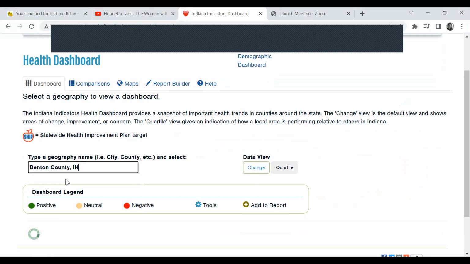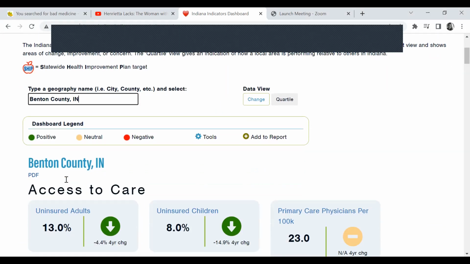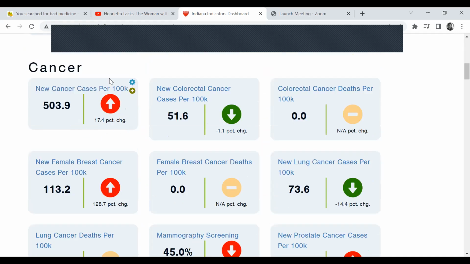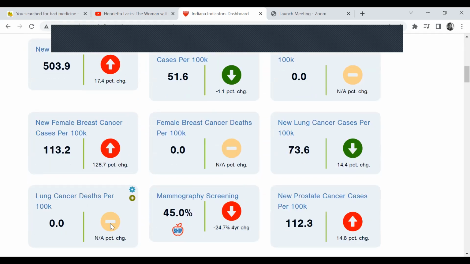Sometimes because of the amount of data it's pulling, it might take a second, but then you're going to be given lots and lots of markers of health conditions, health issues, risk factors, you name it. So for example, I can see that new cases of cancer per 100,000 in the population are 503 cases. I can see that new female breast cancer cases per 100,000 is 113 cases, right? Lung cancer deaths, we don't have any and no % change. Mammography screening, we only see 45% of women in the county getting a screening for mammography.